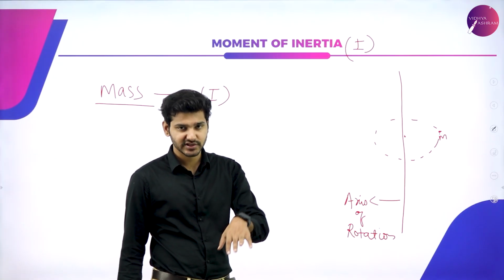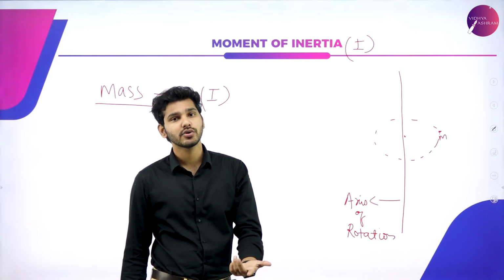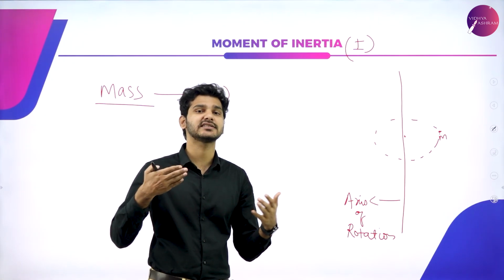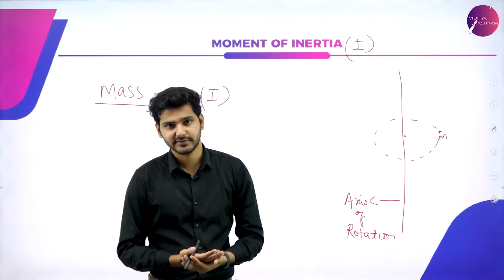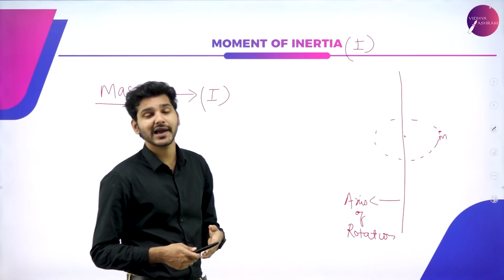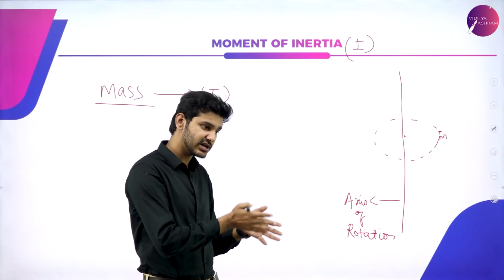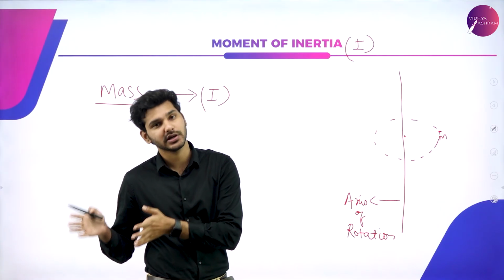One, it can pass through the center. One, it can pass through the diameter also. So there are several possibilities where the axis can actually be placed. So depending on that, the particle can actually spin easier or harder, which means it will be harder for the particle to rotate or easier for the particle to rotate.